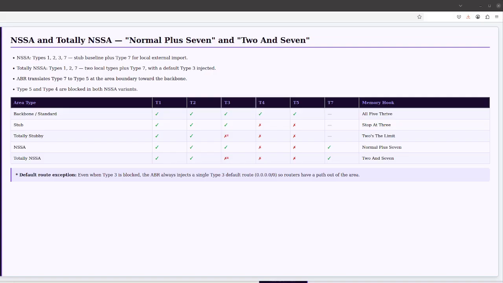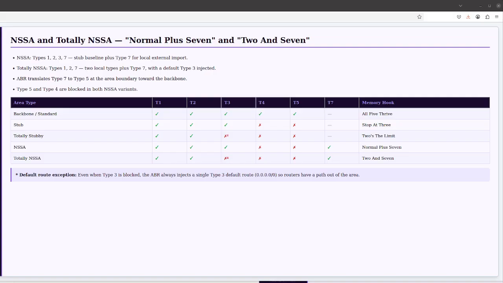It behaves like a normal stub area with Types 1, 2, and 3, but adds Type 7 as the mechanism for importing external routes. The word "normal" represents the stub baseline of Types 1, 2, and 3, and 7 represents the NSSA specific addition. The totally NSSA combines the totally stubby restriction with the NSSA external capability. It blocks Type 3, Type 4, and Type 5 just like a totally stubby area, but it allows Type 7 for external route import within the area.